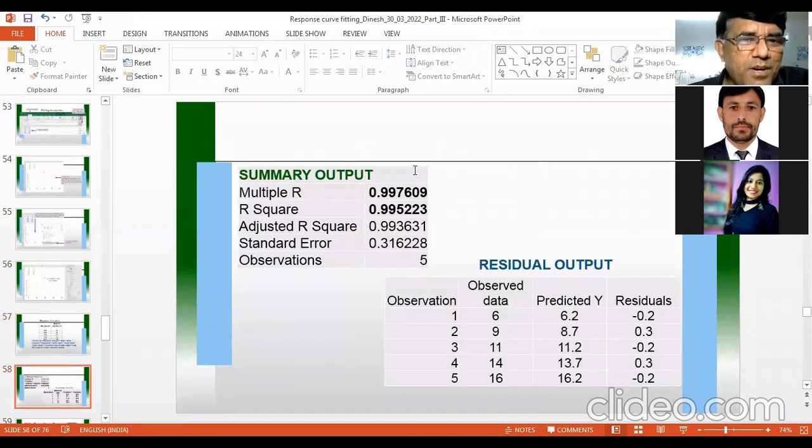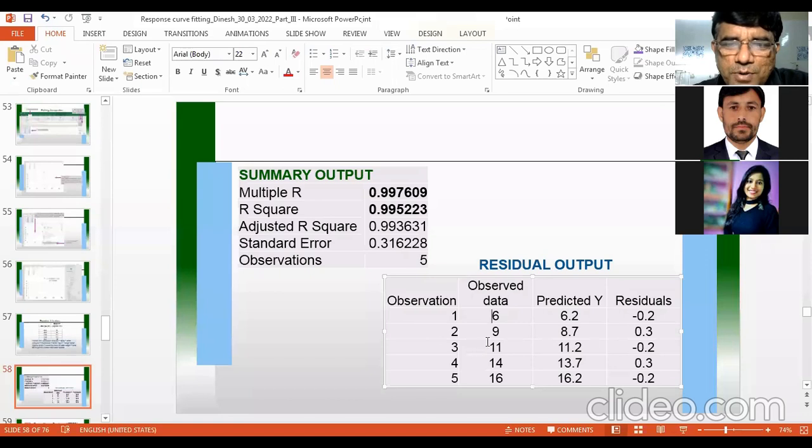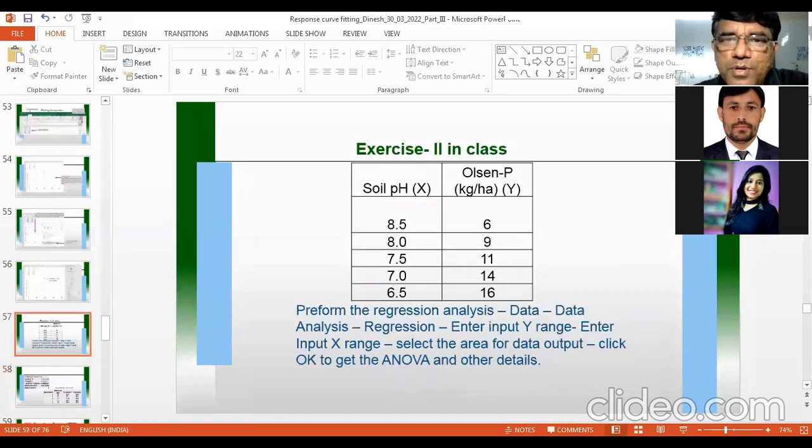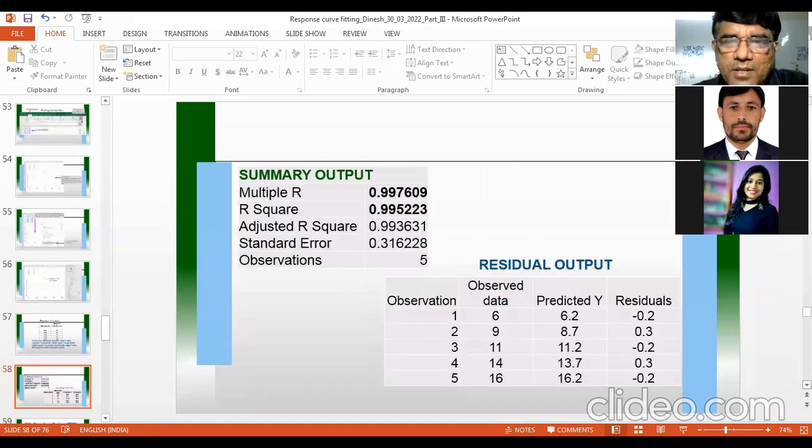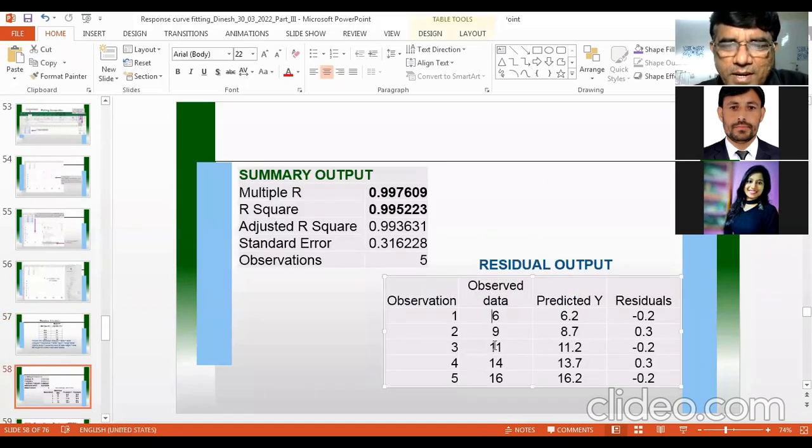And you will get this kind of output: correlation coefficient, R square, and then residuals. So residuals you can calculate. This is your actual data: 6, 9, 11, 14, 16. I took it from here. This is your exact, observed data. And now I want to tell you what a residual is. So this is your observed data and this is your predicted data.